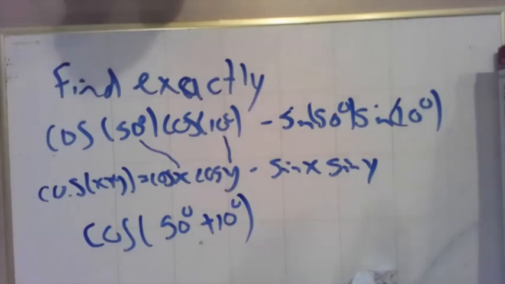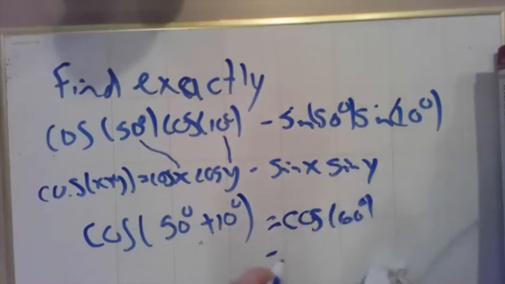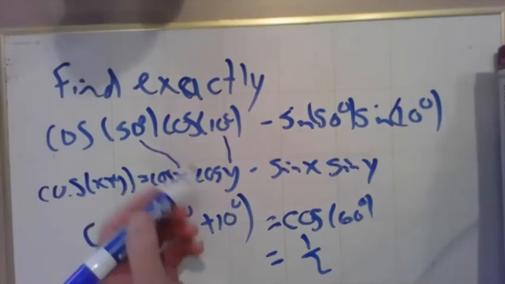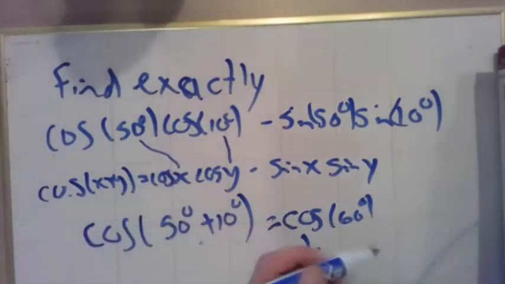50 degrees plus 10 degrees. Oh, well, that's 60. I know cosine of 60. That's on my unit circle. That's a half. I'm done. Without getting my calculator out. I never touched a calculator. I worked the formula backwards until it matched something I know.